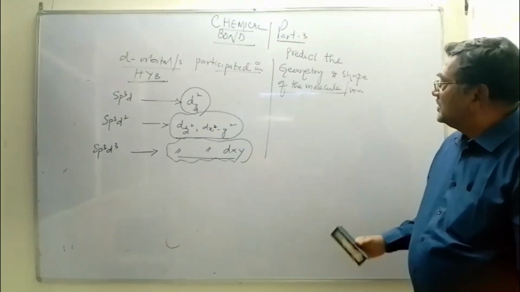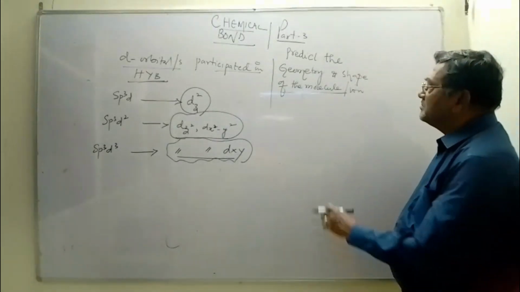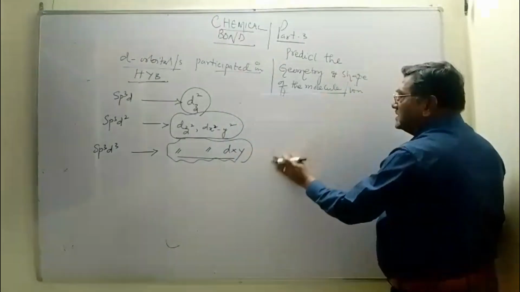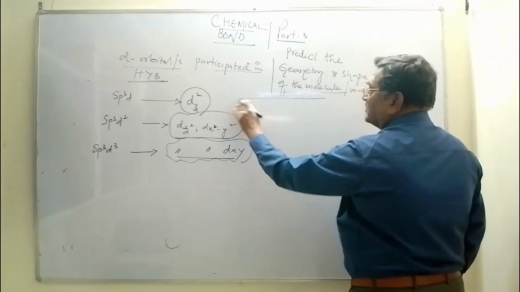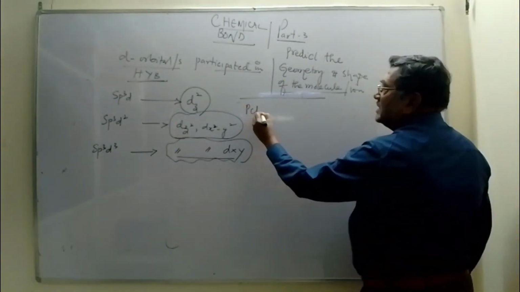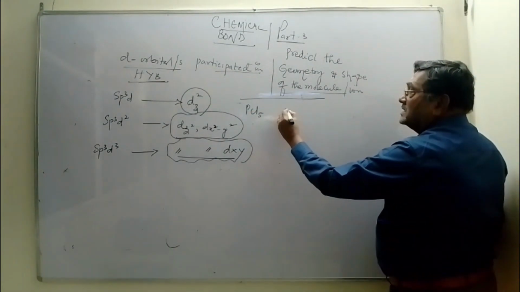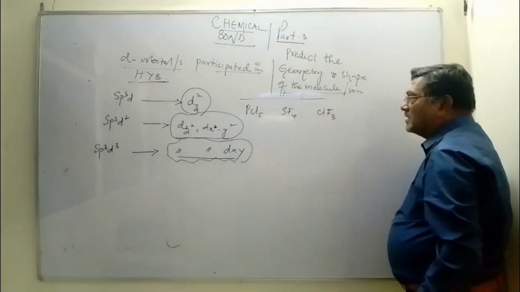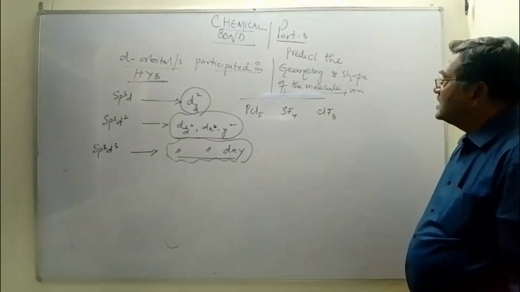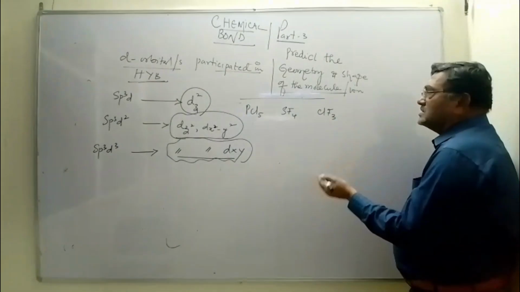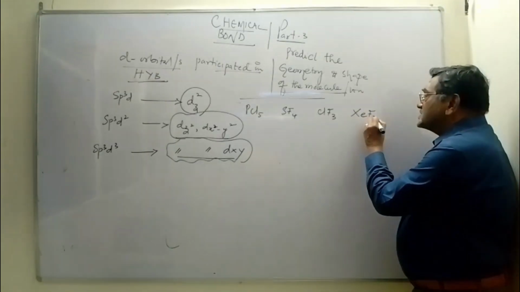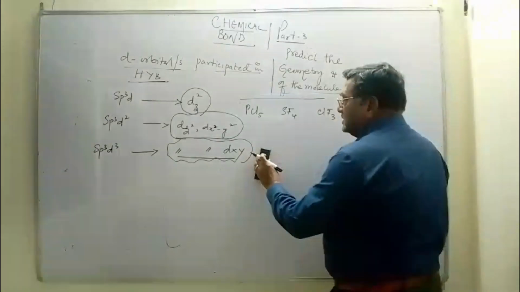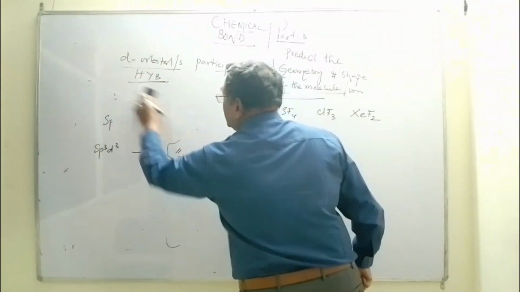So this is what I am going to do. I'll start with the simplest possible examples, but don't consider them worthless examples. For example, I'll go for PCl5, SF4, ClF3, and also XeF2. See here, the tricky thing is that sp³.